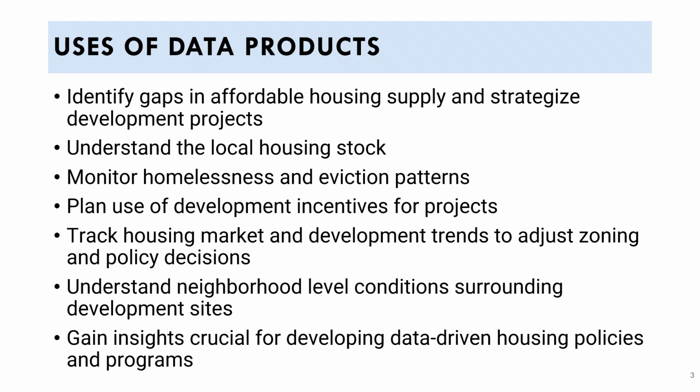Here are some key uses for some of our data products. These products can be used to identify gaps in affordable housing supply and to strategize development projects. They can also help you understand your local housing stock, as well as monitor homelessness and eviction patterns. Our resources also allow you to plan for use of development incentives for projects and also track housing market and development trends to adjust zoning and policy decisions.